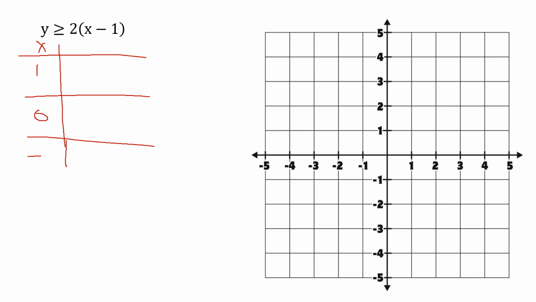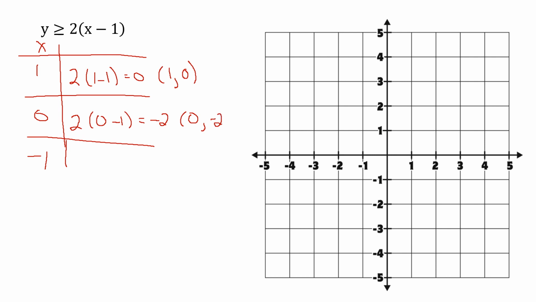Plug those values in for x. So I'm going to have 2 times (1 minus 1), which in this case is 1 minus 1 is 0. 0 times 2 is 0. So my first point is x is 1, y is 0. My second one is going to be 0 minus 1, or 0 minus 1 is -1. 2 times -1 is -2. So my second point is (0, -2). Then I'm going to plug in -1.